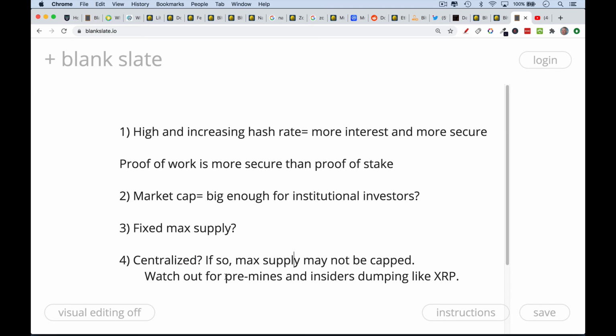Another thing to watch out for with cryptocurrencies that are run by foundations or corporations is pre-mines. Have the insiders pre-mined a bunch of coins before its release and set it aside for themselves so they can then dump on retail investors? This is what happened with XRP, where the founders gave themselves a lot of coins and now they're slowly selling them to naive retail investors.